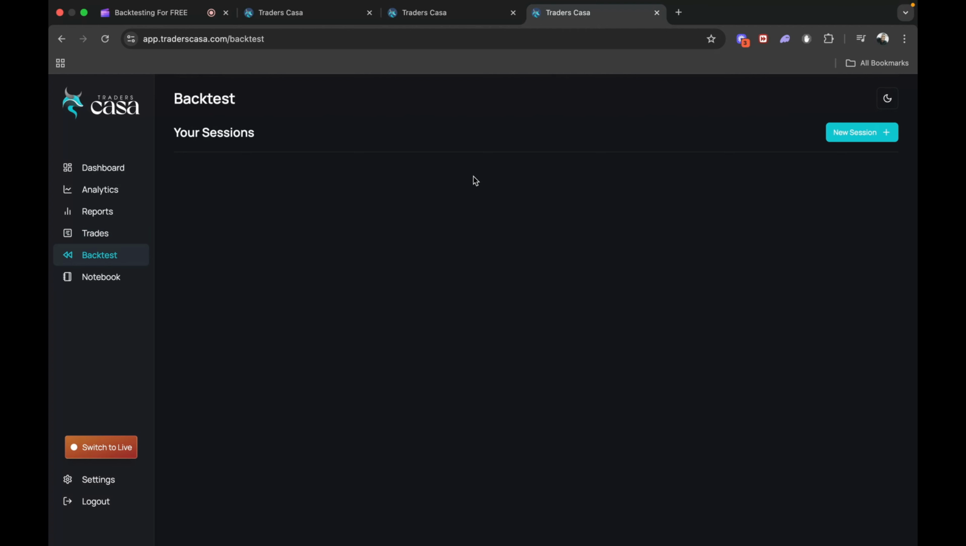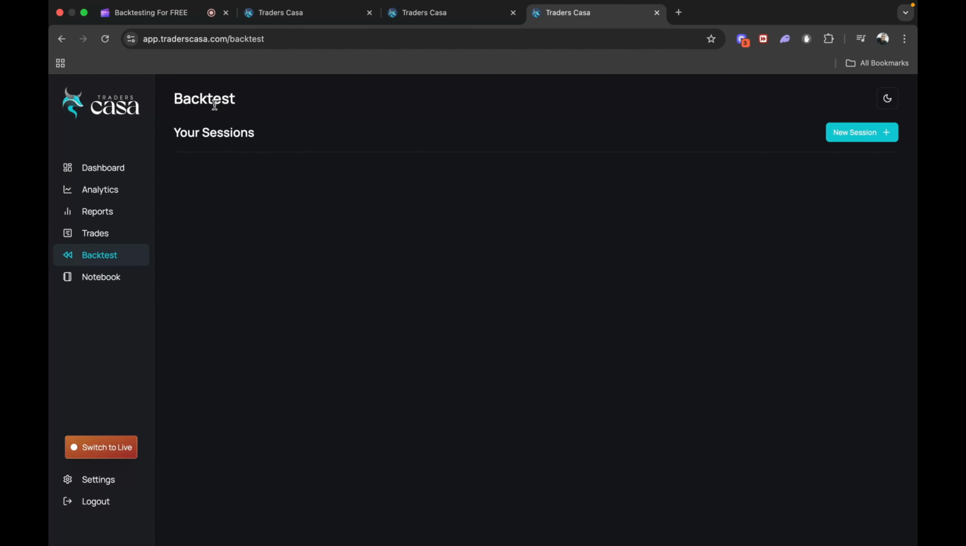Once you're here, your dashboard will look like this. You can see Tradercasa dashboard, analytics, reports, trades, backtest, notebook. This notebook is for you to write things down, why you took the trade, and all kind of journaling. Okay, but we are here for backtesting, so this is the one we're going to click.